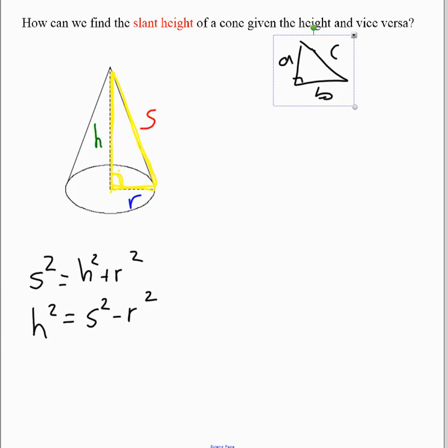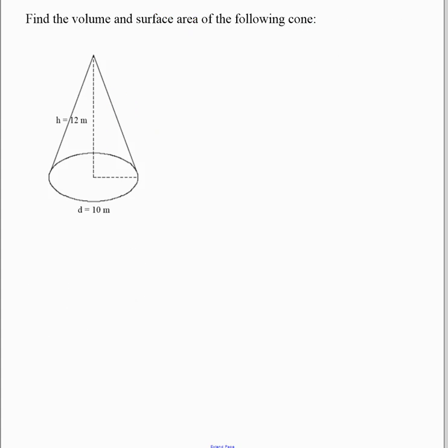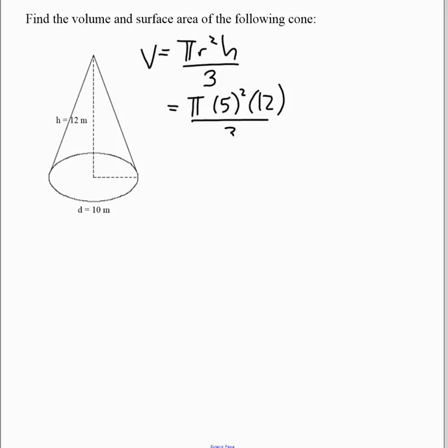So now let's look at an example. So here it says find the volume and surface area of the cone. So you've already learned that volume of a cone is your cylinder, pi r squared times height, divided by 3. So now all we have to do is substitute. Now it gives us diameter, but we know that if the diameter is 10, the radius is 5. And they give us our height, and we divide by 3.